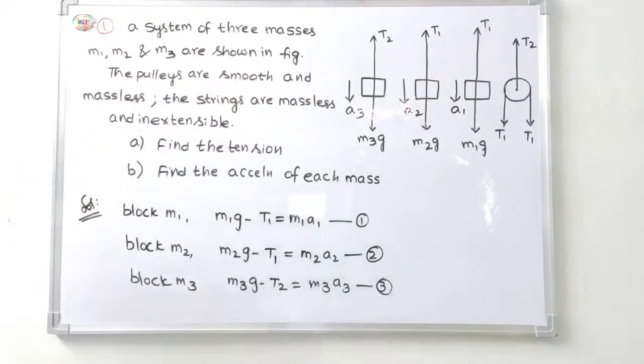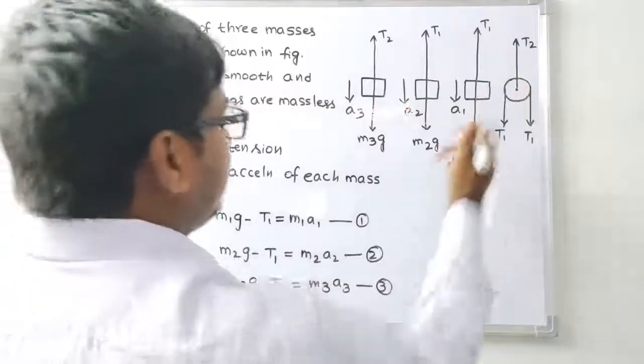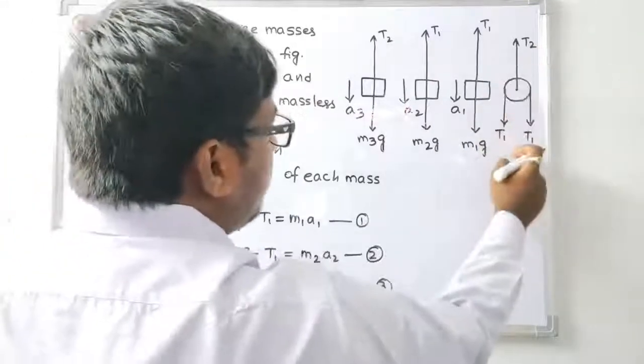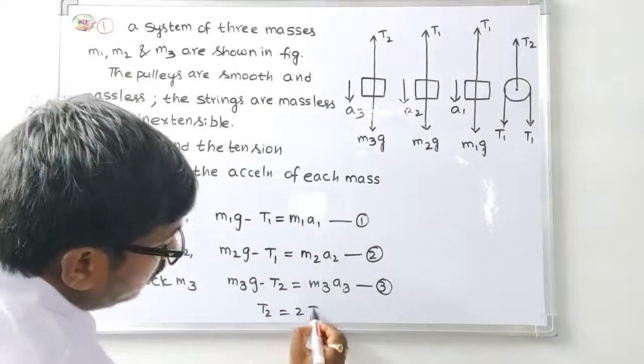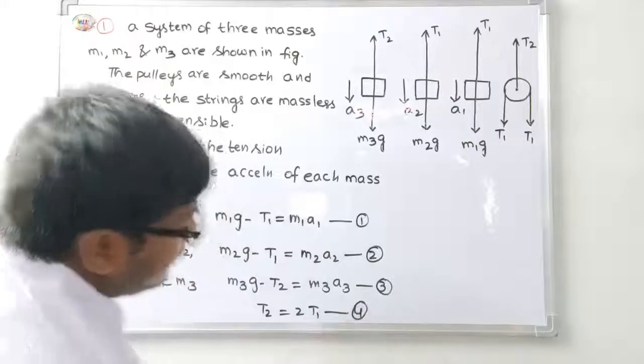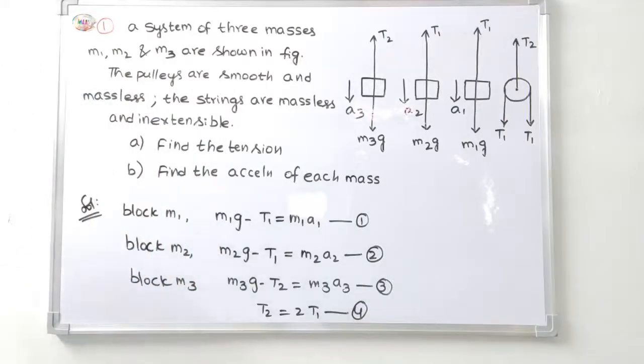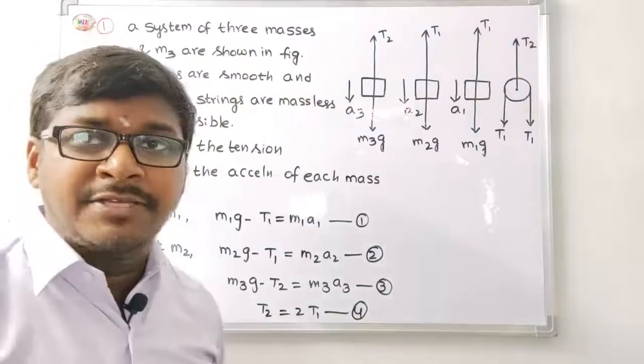From equations 1, 2 and 3, one more thing, equation 4 is T2 is equal to 2 into T1, from the pulley. This is equation number 4. So the number of unknowns A1, A2, A3, T1 and T2 are 5. Now the number of equations: first draw the constraint equation diagram.